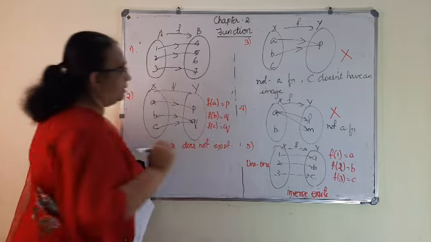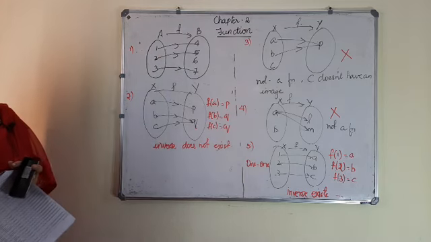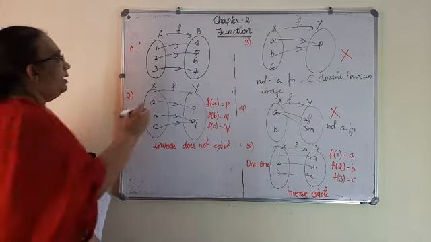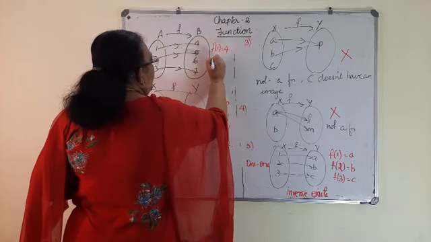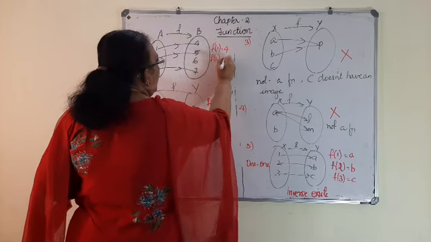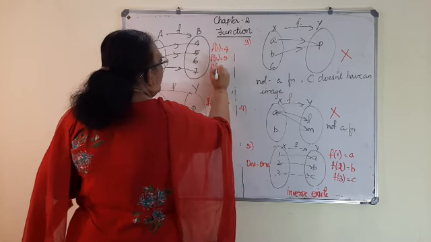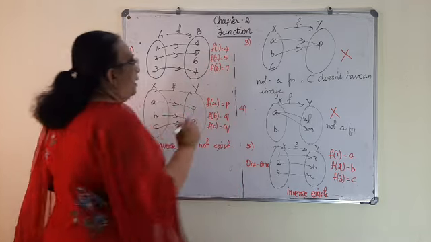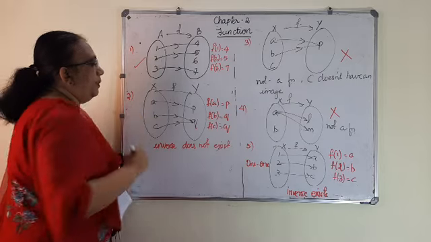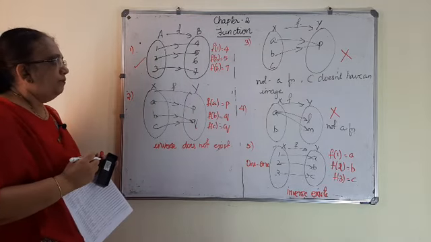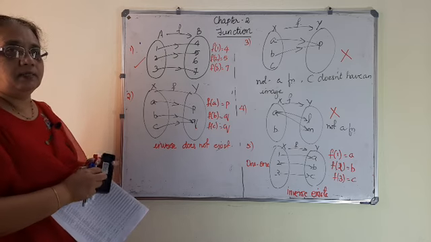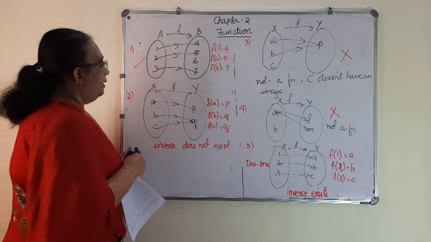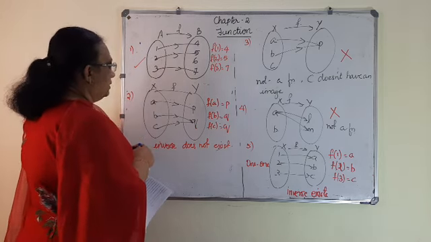Coming to the first example, f of 1 is equal to 4. F of 2 is equal to 5. F of 3 is equal to 7. This is a function, but my question is whether the inverse exists. Inverse does not exist.